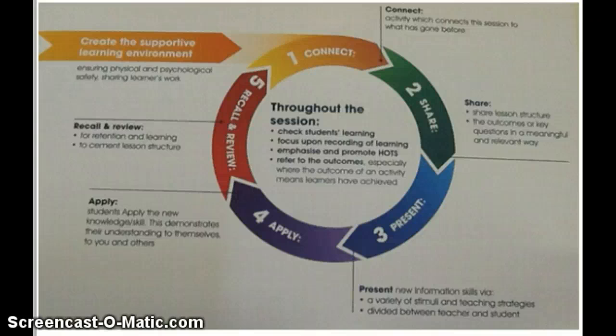Throughout your lessons, to ensure the 5 key stages have the biggest possible impact, you need to be checking students' learning regularly, focusing upon the recording of learning, promoting higher order thinking skills, and referring to the outcomes on a regular basis. You should use the Planning for Learning site for help with each of these aspects of your lessons.